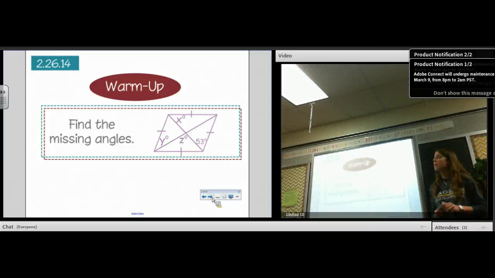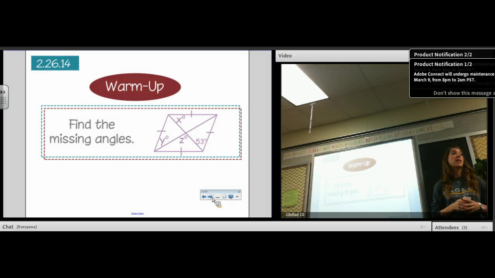Glenn, what is one property of a rhombus? Your name's not Glenn. Okay. Maybe all sides are congruent. Okay, so I've already marked that. Yes, all sides are congruent.